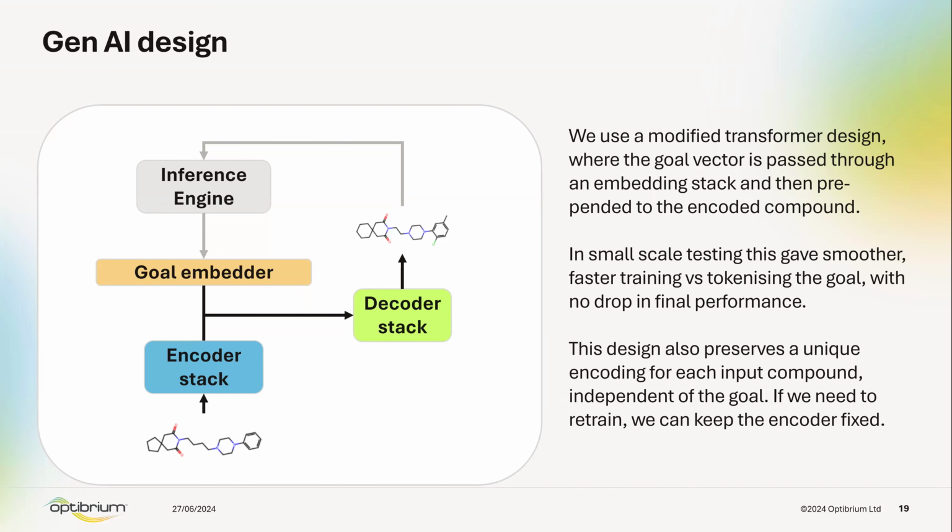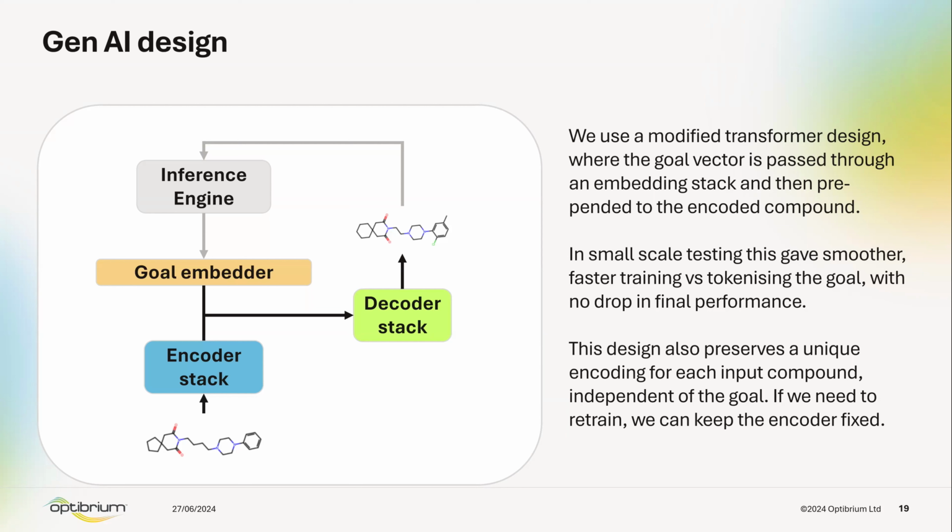The way that we've modified it is to add this goal embedding layer, or goal embedding module, to the design, which takes the vector goal that the inference engine has learned, the parameter objectives, converts that into an embedded goal, matching the internal dimensionality of the transformer's latent space, and then passes that whole thing to the decoder.